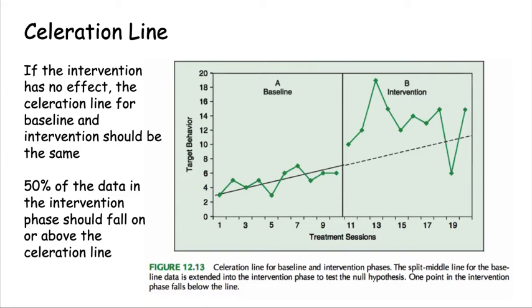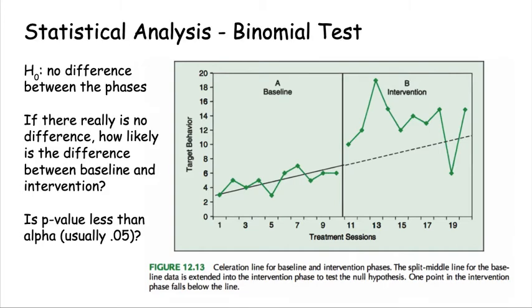In the graph shown on this slide, the celeration line is calculated for the data in the A phase and extended into the B phase. Almost all of the data points in the B phase fall above the celeration line, which is evidence that the intervention had an effect. The celeration line can be combined with the binomial test to produce a p-value. The binomial test is used to determine if there is a statistically significant difference between the percentage of points above the celeration line and 50%.